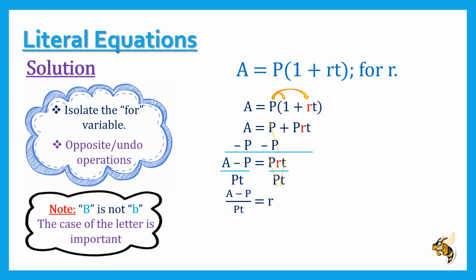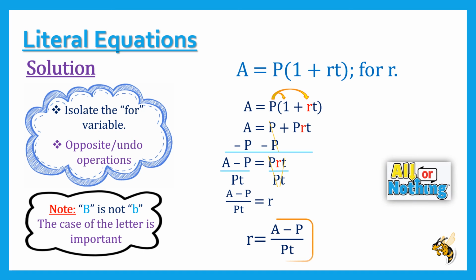Now I'm left with A minus P over PT equals R, and I cannot simplify those two P's because the A does not have a P next to it. Remember, it's all or nothing. So the final answer is R equals A minus P over PT. Don't forget, all or nothing.